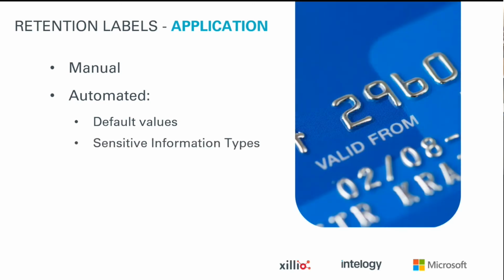We've also got this concept called sensitive information types, which recognizes strings of characters contained within your content. A good example is a passport number, or in this case, a credit card number. You can use sensitive information types to automatically apply retention labels to any content that happens to contain something that looks like it has that sort of pattern of characters within it. So sensitive information types are really powerful, really useful at picking up certain types of content.